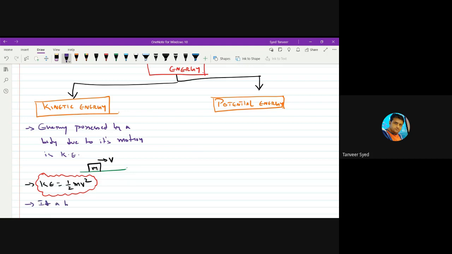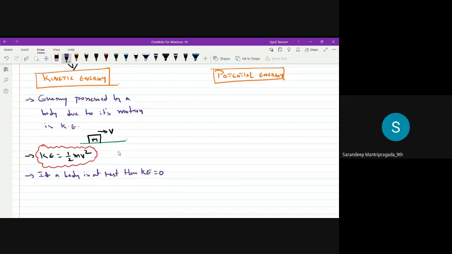If a body is at rest, then K equals 0. Sir, this formula is applicable only when u is 0, right? Even if u is there or u is 0, it will have kinetic energy. If it starts from rest and is moving, it will have kinetic energy. If it is already moving and continues to move, it will have kinetic energy.